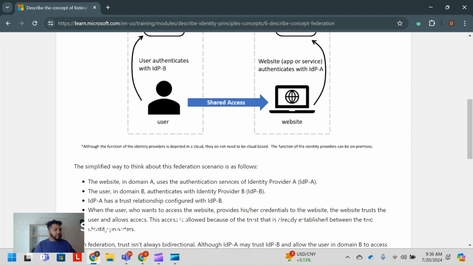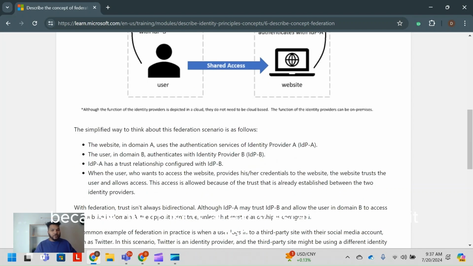So the simplified way to think about this federation in this scenario is the website domain A uses authentication services from the A IDP, right? A user in B authenticates with their identity provider B, but there's a trust relationship between A and B. So when the user wants to access the website, they provide their credentials, the website trusts the user and allows access. Access is allowed because the trust is already established between the two, right?